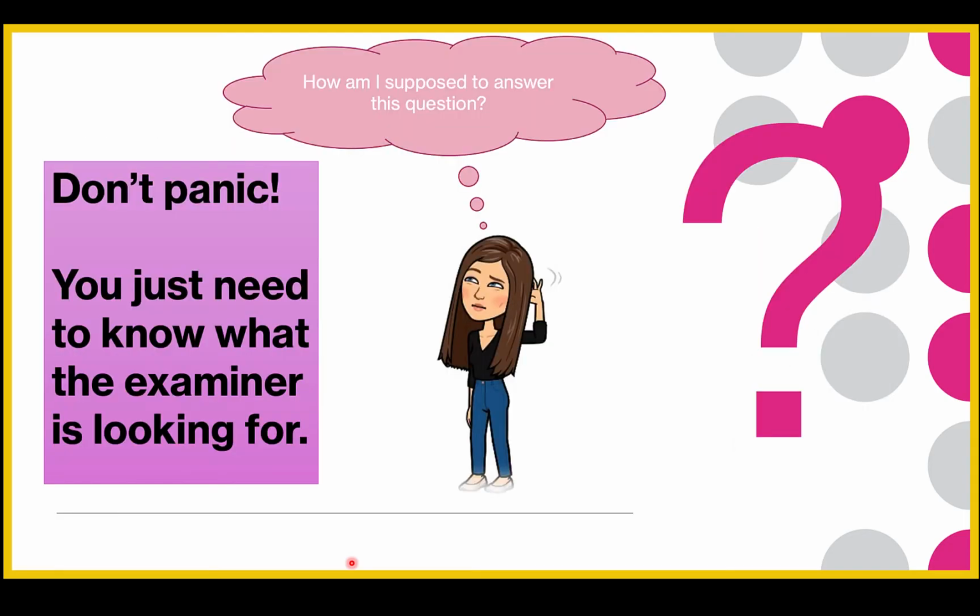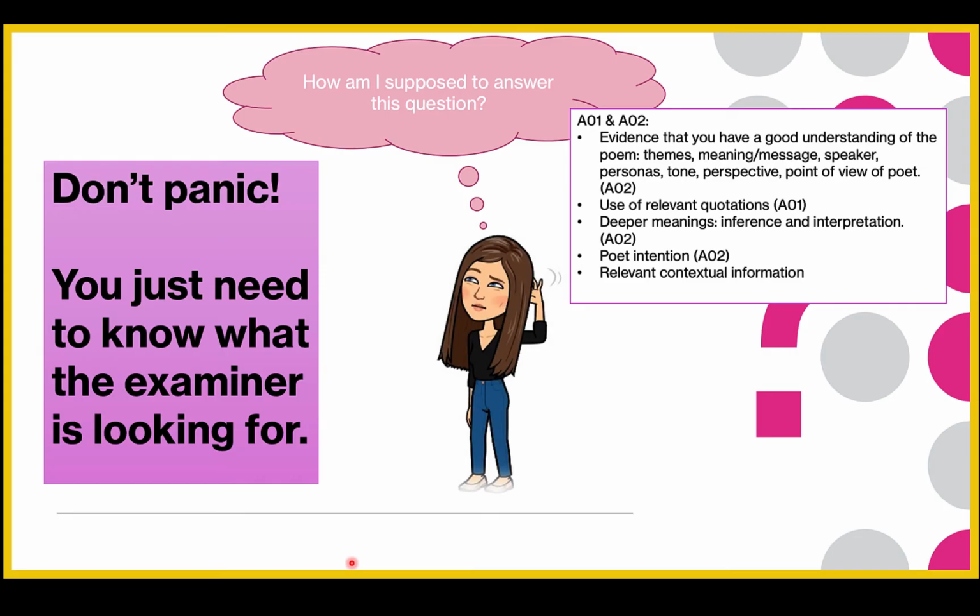So how are you supposed to answer this question? All you need to do is make sure that you know what skills are being assessed and where. First of all, you've got your AO1 and AO2. This is evidence that you've got a good understanding of the poem, and that's just what I've mentioned. Do you understand the themes? Do you understand the meaning and the message? Do you know who the speaker is, what their perspective is, what their voice is? Think about the tone and think about the point of view of the poet as well. And yes, sometimes context will help you with the feelings or the point of view of the poet and what they're trying to convey. Use of relevant quotations is very, very important.